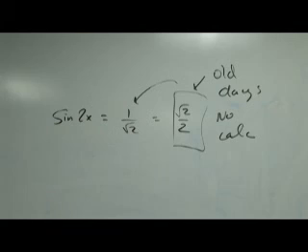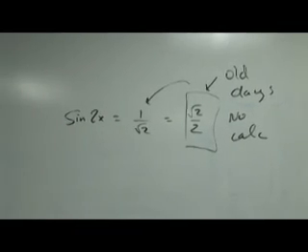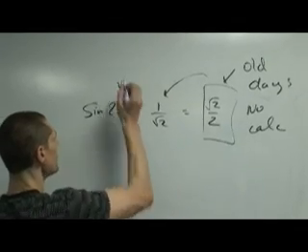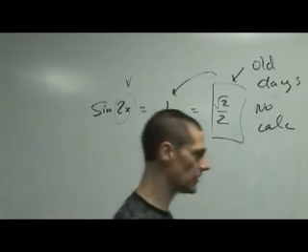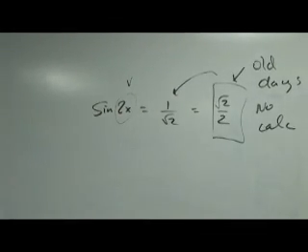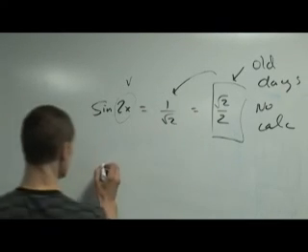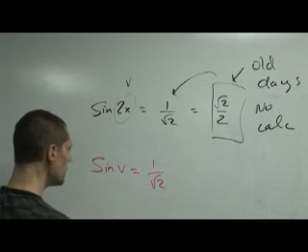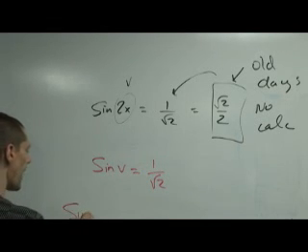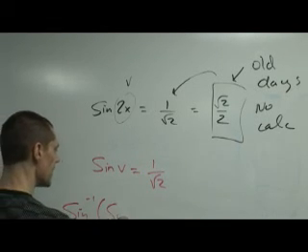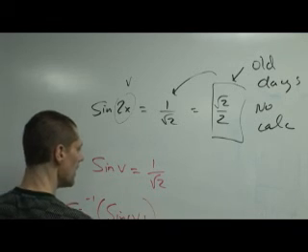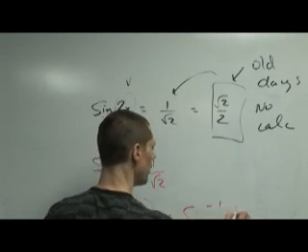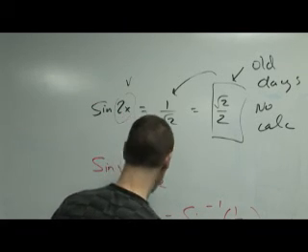So what are we going to do? We know we can do this. We'll call this v, right? It's just some angle, 2x, whatever, v. So we'll rewrite this: sine v is equal to 1 over the square root of 2. I take the arc sine of both sides. Arc sine of sine v is equal to the arc sine of 1 over the square root of 2.